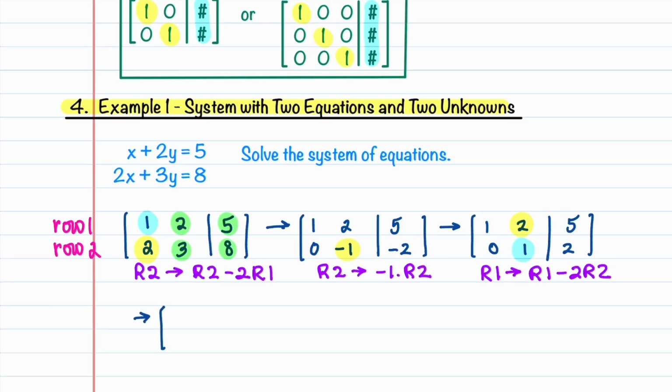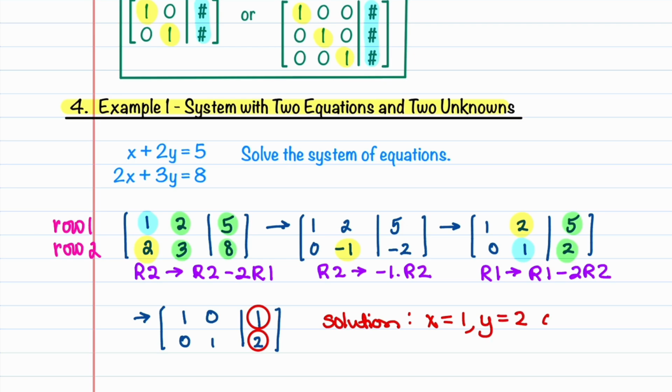Now our bottom row stays the same, so it's 0, 1, 2. Our top row then becomes a 1. That becomes a 0. Now let's go look back over here to the right. We are going to take 2, multiply it by negative 2. That's going to be a minus 4. Add it to 5, and we get a 1. And this then is our solution: x is equal to 1, y is equal to 2, or we can just write it as 1, 2.